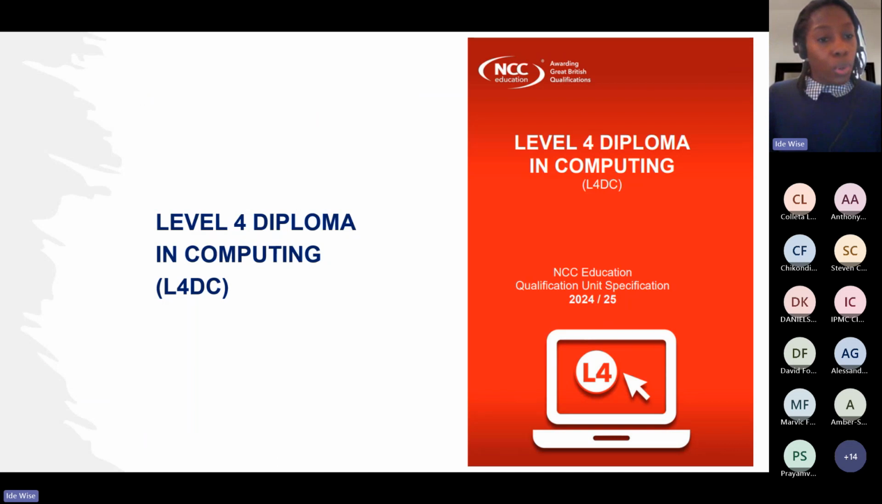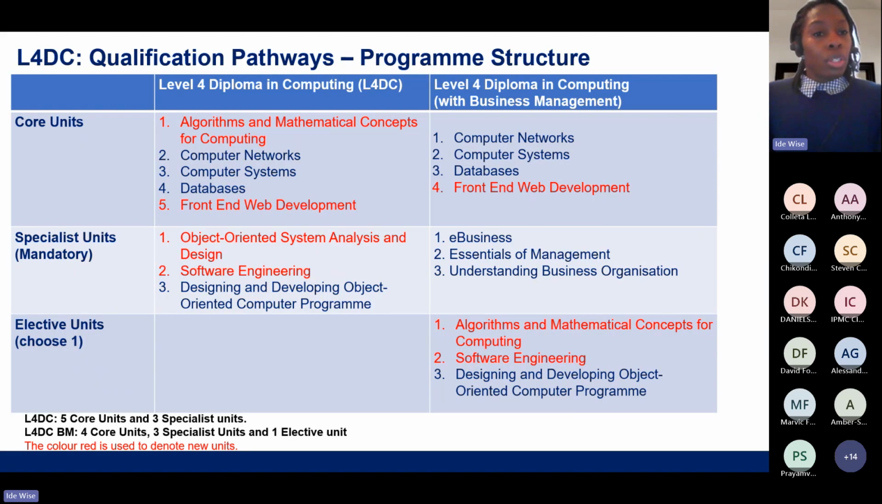Okay, now the level 4 diploma in computing. Let's look at this one. So this time, remember we said it was 120 credits, so you have more units. There are actually 8 units in total that students must complete to achieve the qualification.